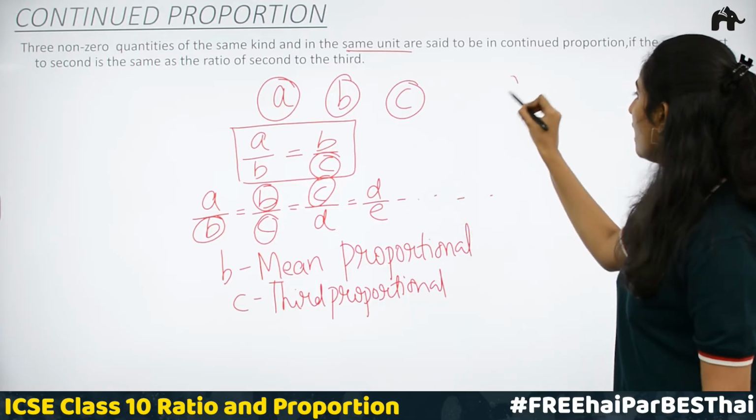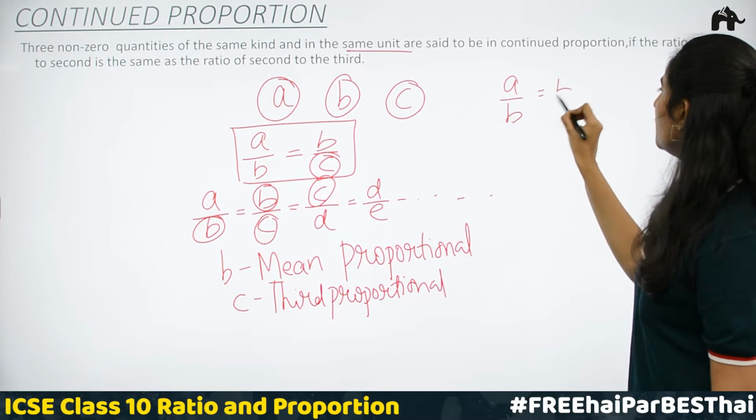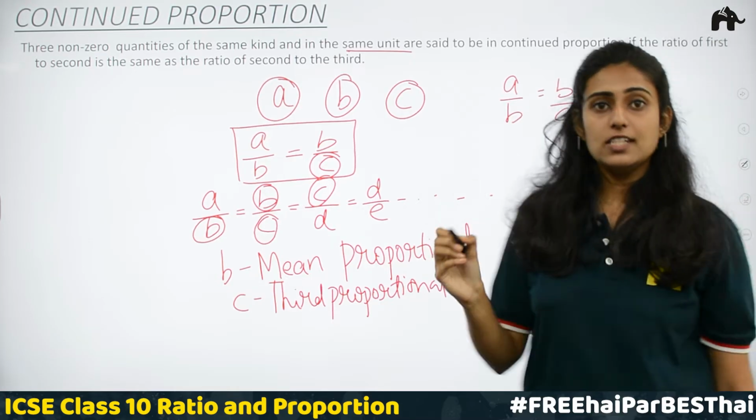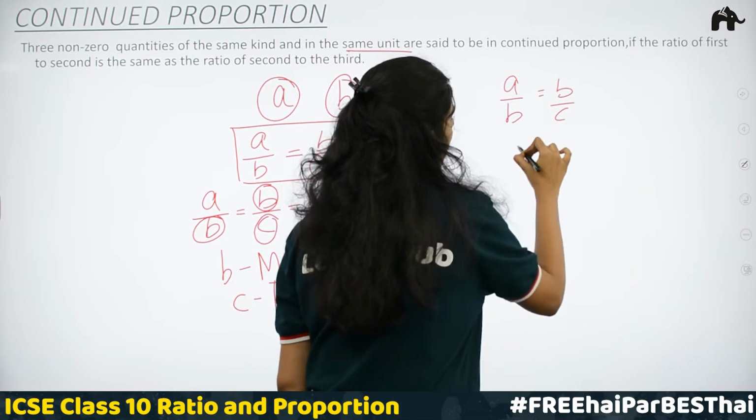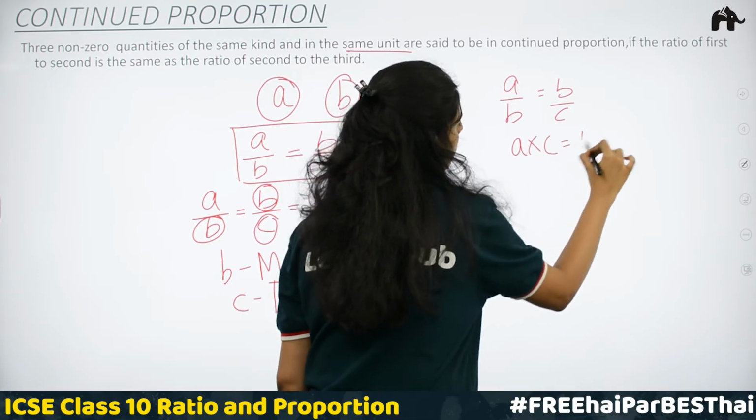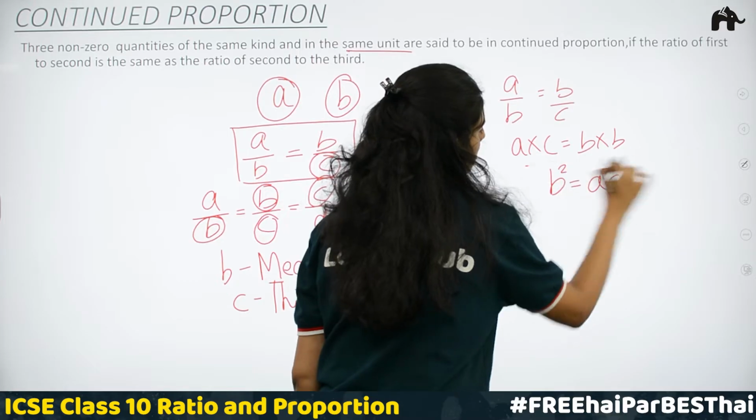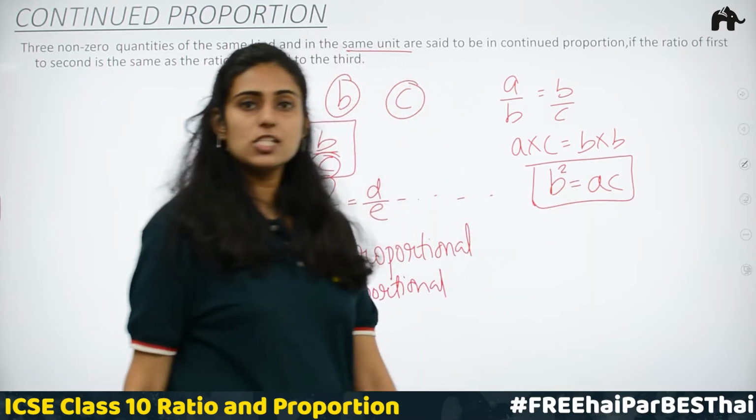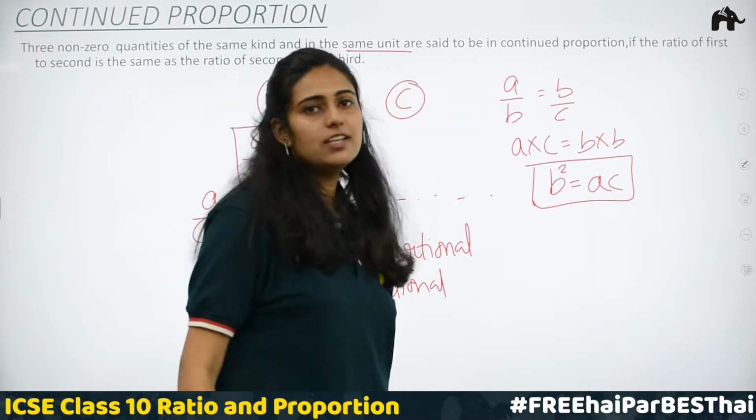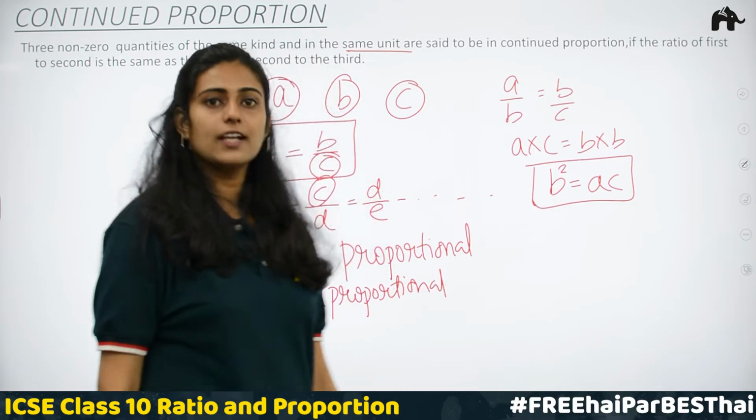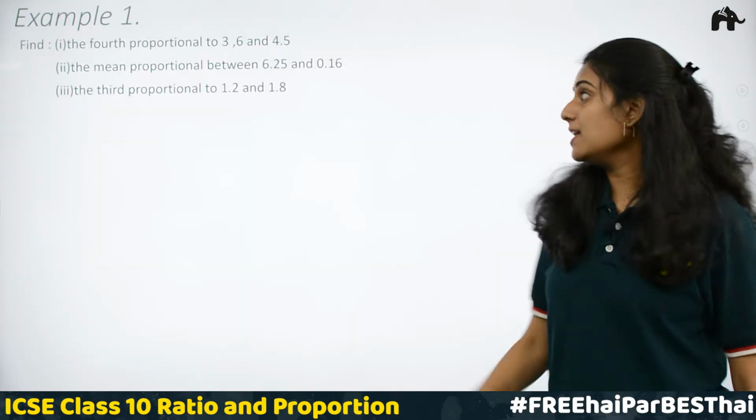Okay, if you have A by B is equal to B by C, then you can write this, cross multiplying, as A into C is equal to B into B, or B square is equal to AC. We will be getting B square is equal to AC. For solving, we will be using these. Clear? Let us solve an example.